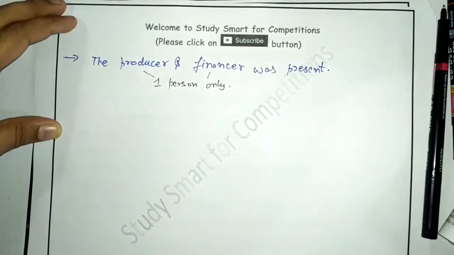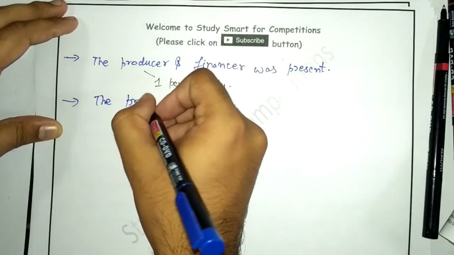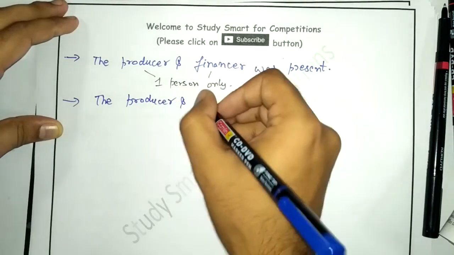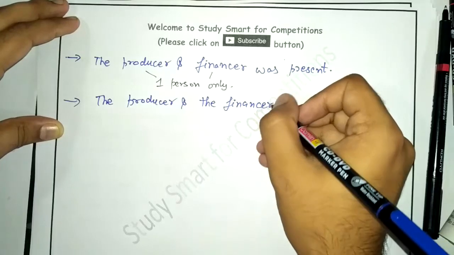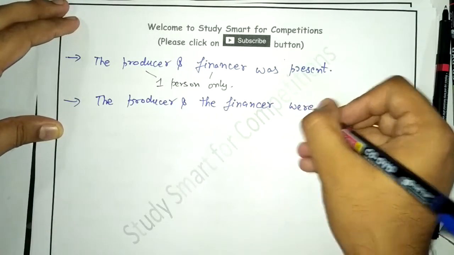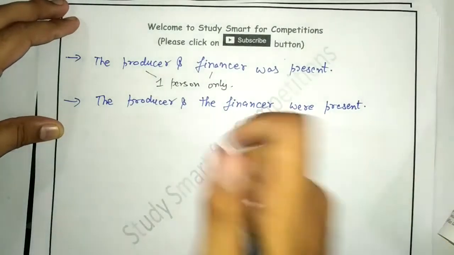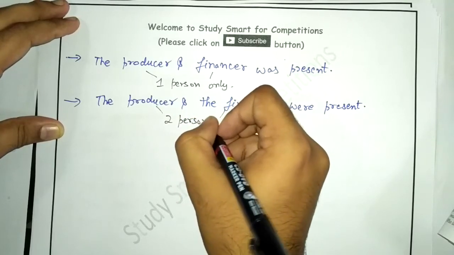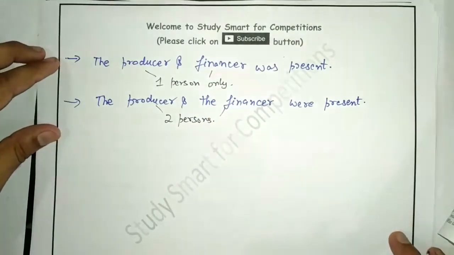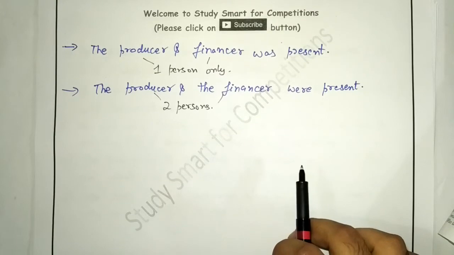When there would be a situation that the producer and the financer were present, that means they are referring to two persons differently. This is an important point you should keep in mind. While solving comprehensions, you can use this point to refer properly.